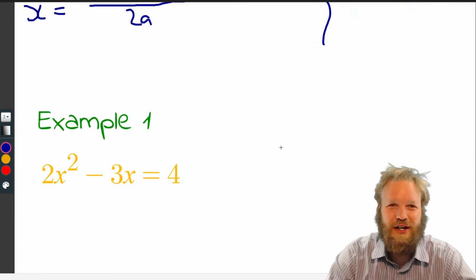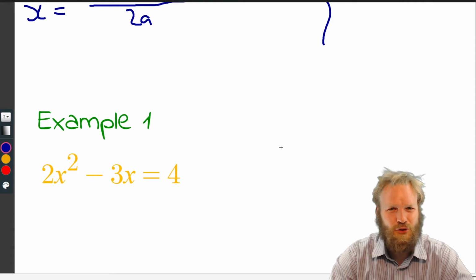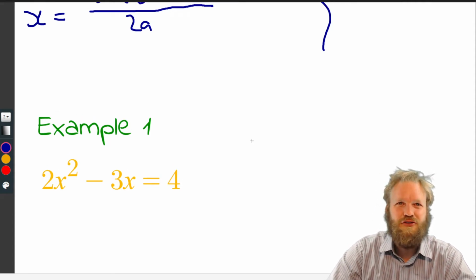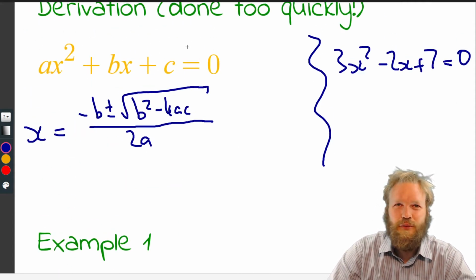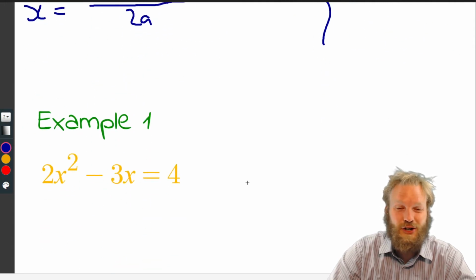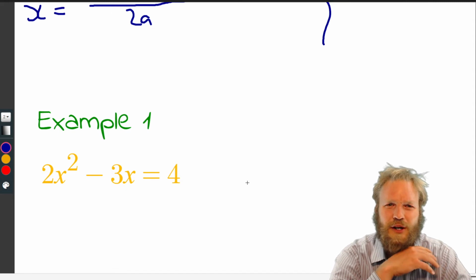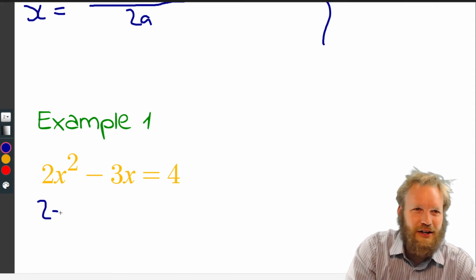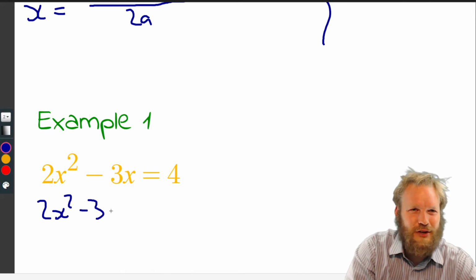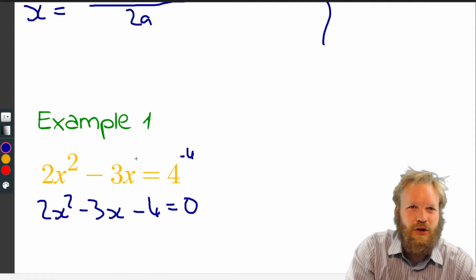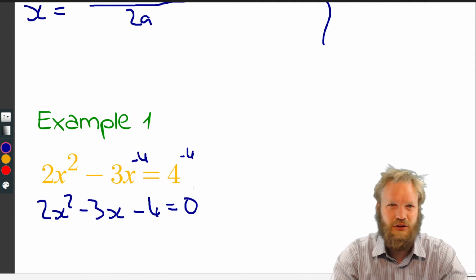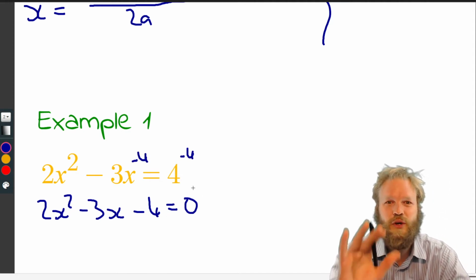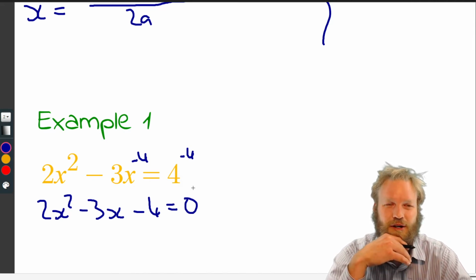2x squared minus 3x equals 4. It's a quadratic equation, and we had it in this format. So look at this. What do we need to do to this equation first before we apply our formula? You might be like, I still don't know. What are we doing? So we're going 2x squared minus 3x minus 4 equals 0. We want to make sure it equals 0. Always going to equal 0 so we can use our quadratic formula.